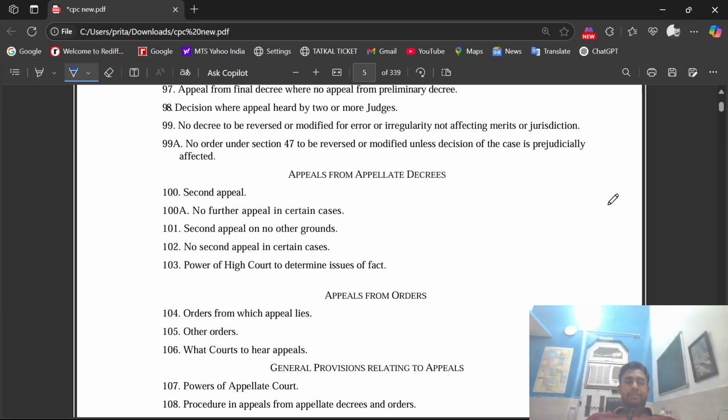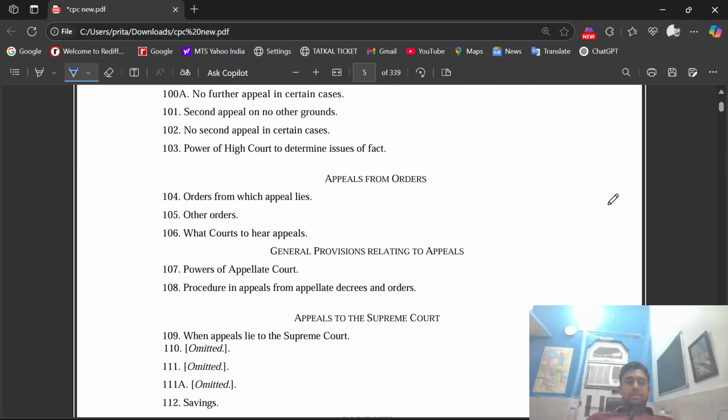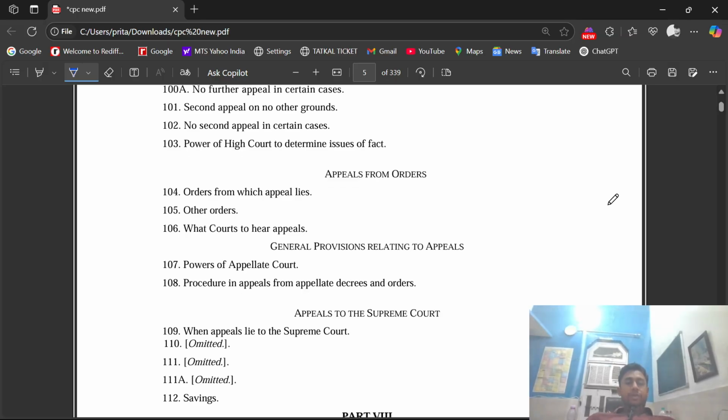Next heading is appeals from appellate decrees. Section 100, second appeal. Section 100A, no further appeal in certain cases. Section 101, second appeal on no other grounds. Section 102, no second appeal in certain cases. Section 103, power of High Court to determine issues of fact. Next subheading is appeals from orders. Section 104, orders from which appeal lies. Section 105, other orders. Section 106, what courts to hear appeal.